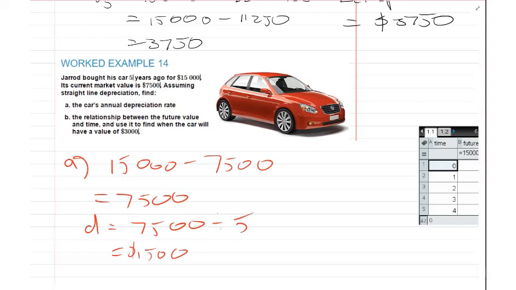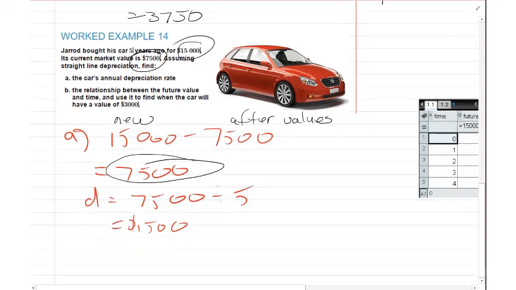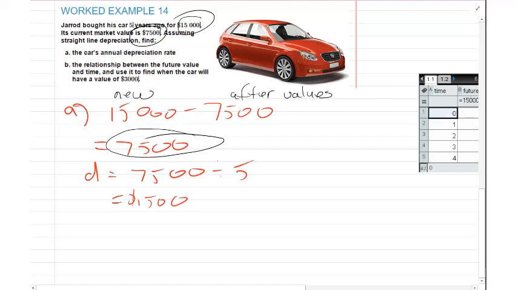So what we're saying is, it was started off at 15,000. After 5 years, it's worth 7.5. So over 5 years, it's dropped 7.5 grand, because that's the 15,000 minus 7,500. That's where I get 7,500, because this is new and this is after 5 years. So it's dropped in value by 7.5 grand, which means it's worth 7.5 grand.